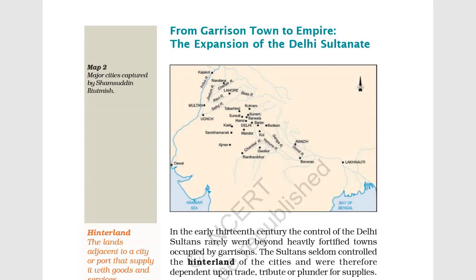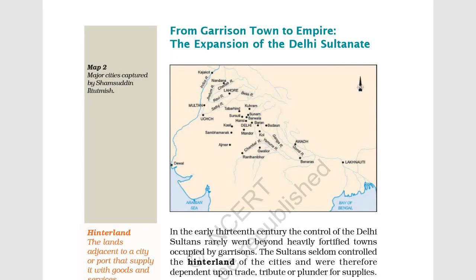Now let's come to the two kinds of expansion, that is extension, internal and external. The Delhi Sultanate planned two kinds of attacks during this time period. One was internal and the other was external. Internal extension and external extension.